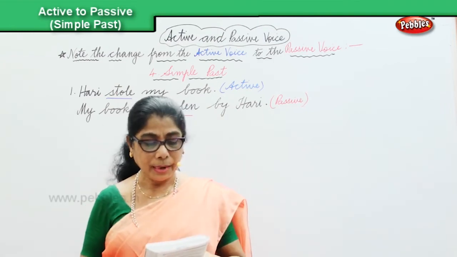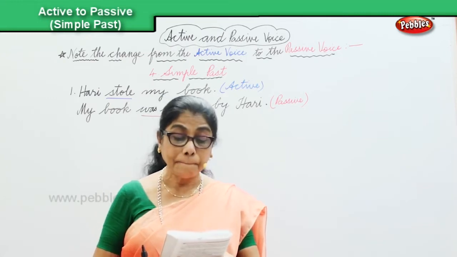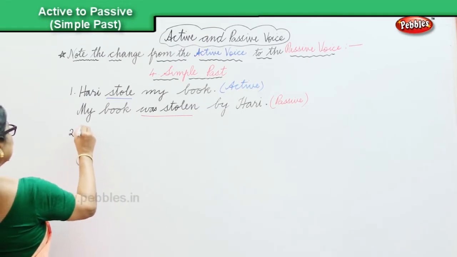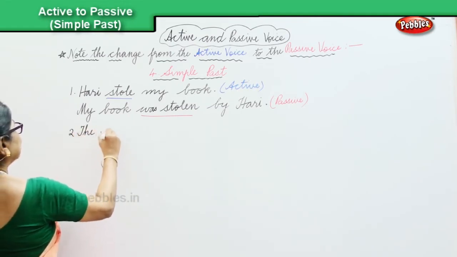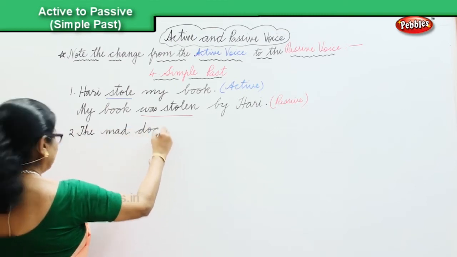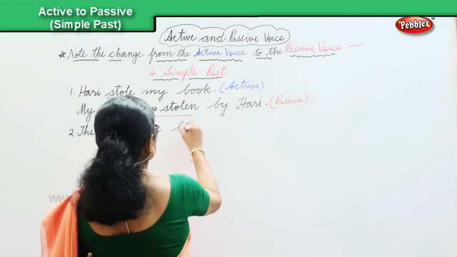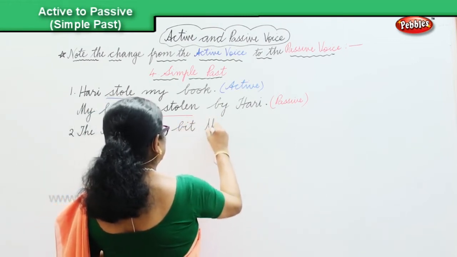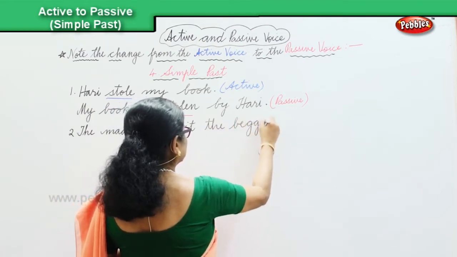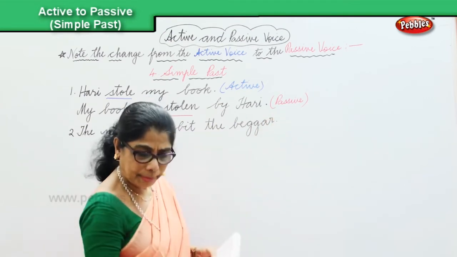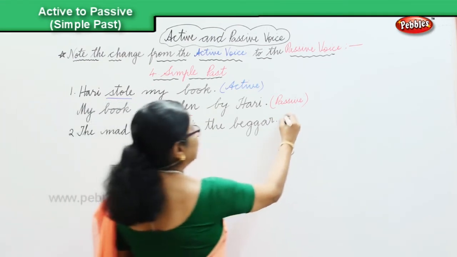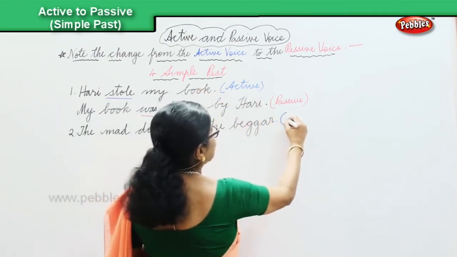Let's do another sentence. Here we have the mad dog bit the beggar. The mad dog bit the beggar. Now, the mad dog bit the beggar, bit. It's in the active voice, in simple past, active.